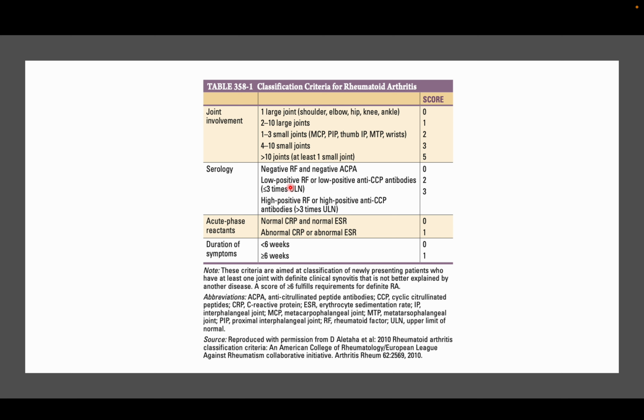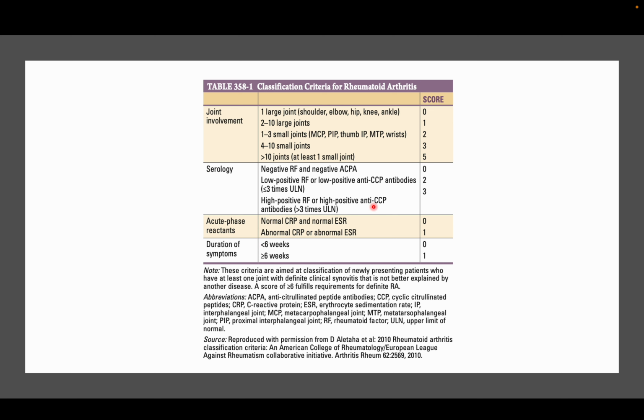Low-titer RF is IgM, the antibody against IgG. If the titer is low, less than 3 times the upper limit, the score is 2. If it is more than 3 times the upper limit, high positive RF or anti-CCP, the score is 3. ESR and CRP are also included in the score, along with duration: less than 6 weeks or chronic, more than 6 weeks.